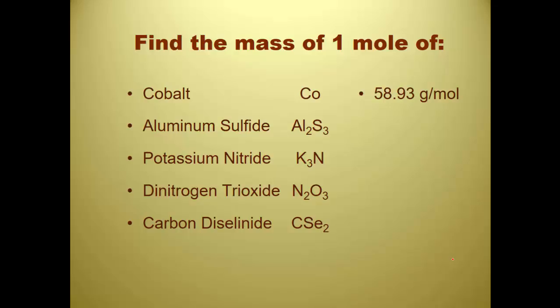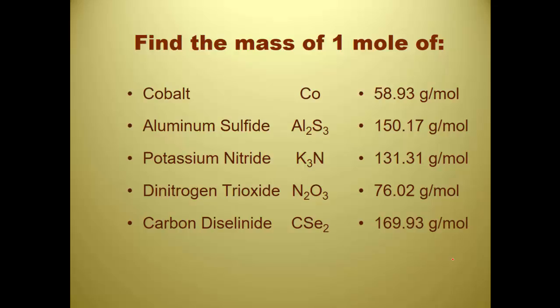Cobalt is going to be 58.93 grams per mole. Aluminum sulfide is 150.17 grams per mole. Potassium nitride is 131.31 grams per mole. Dinitrogen trioxide is 76.02 grams per mole. And carbon diselenide is 169.93 grams per mole. Make sure that you can do this. If you are not getting these correct, you're going to have a very hard time.